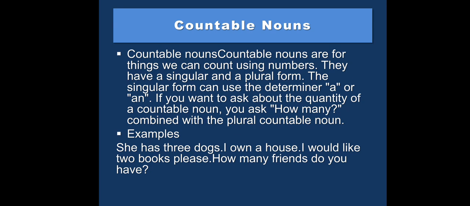I own a house. I own 2 houses. I would like 2 books, please. How many friends do you have? I have 7 friends. I have 10 friends. So the plural form is there. The nouns that can be counted have a plural form.